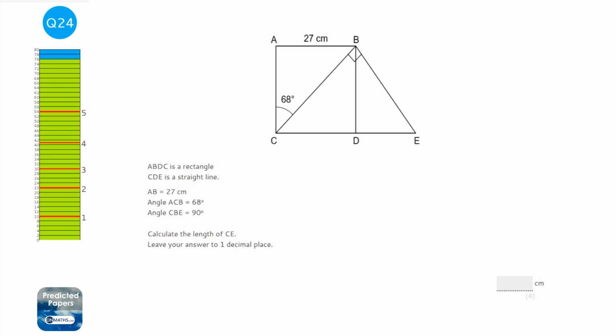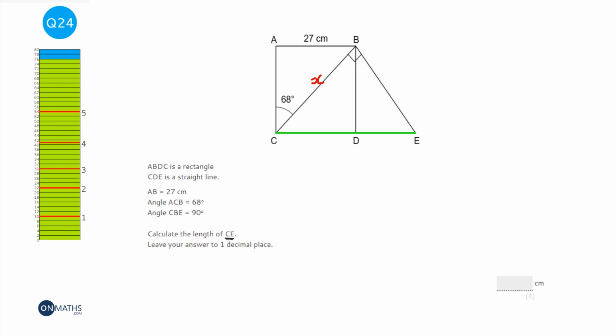Okay, so there's quite a few different ways you can do this question. I'm going to find out length CB, and then from that, find out length CE. So this question asks us for length CE. Now CE is the length that's shown at the bottom here. This is CE here. Okay, so that's the one we're trying to find. Now I'm going to first of all find out what CB is. Now what I'm going to do is just label this X.